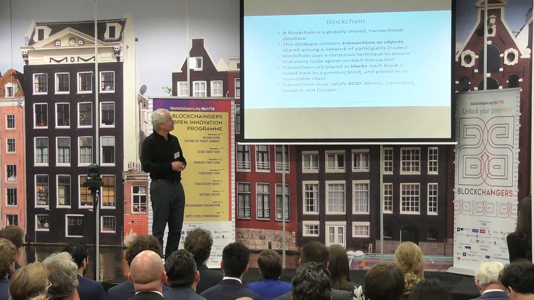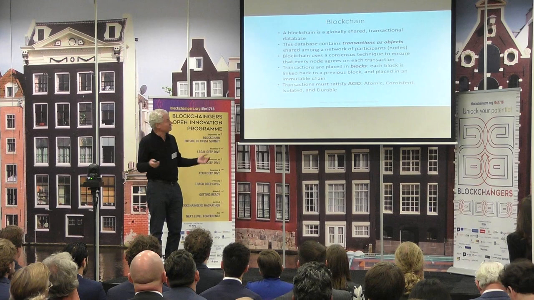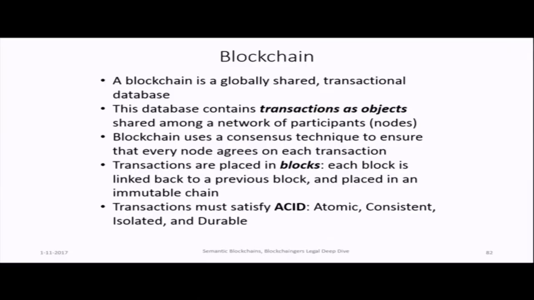First of all, let's get some agreement on terminology. Blockchain is a globally shared transactional database. What is shared in this database are not objects, but transactions. We have a consensus technique to ensure that every node agrees on every transaction. We're talking about a whole ecosystem of cooperating processes. Transactions are placed on blocks, and each block is linked to a previous block and is placed in an immutable chain.